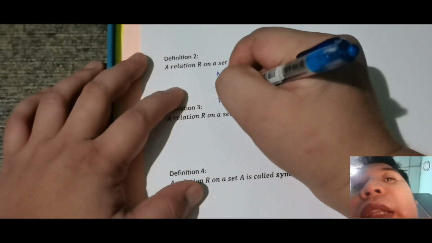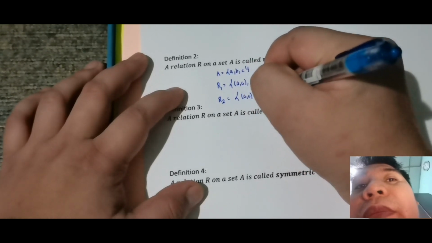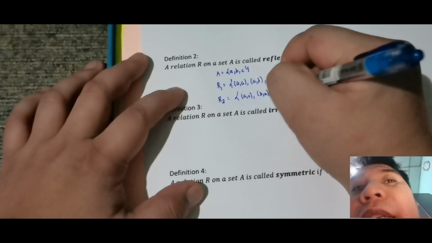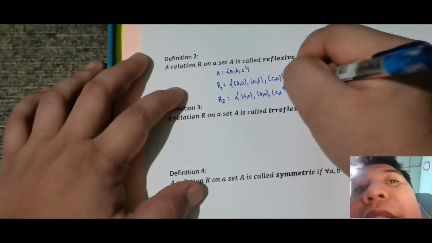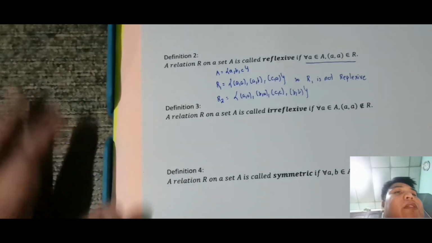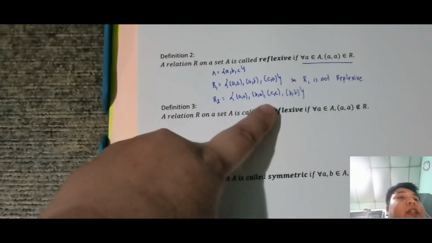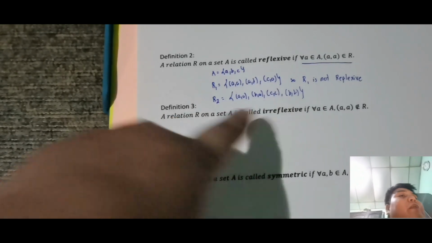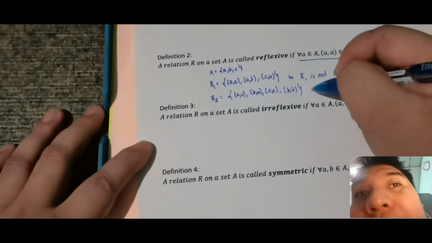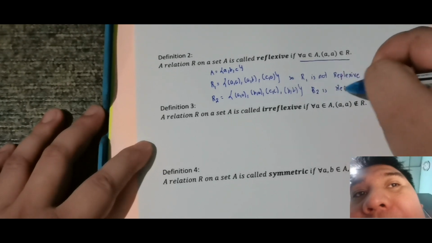So, bigyan ko ito ng best example nito. Let's say R2. R2 is the set containing (A, A), (B, A), (C, C), (B, B). Okay, so obviously, andun si (A, A). Andun yung A eh. Si (B, B), si (C, C) nandun din. So, therefore, ito ay reflexive. So, R2 is reflexive.